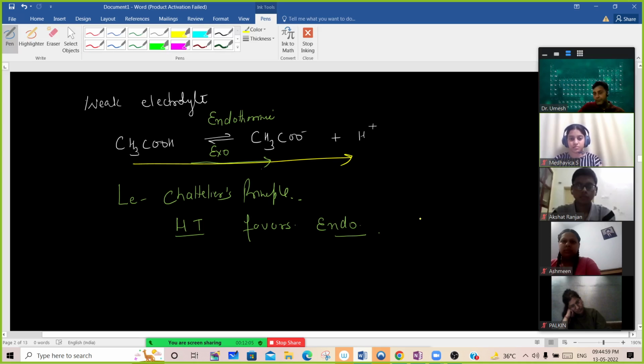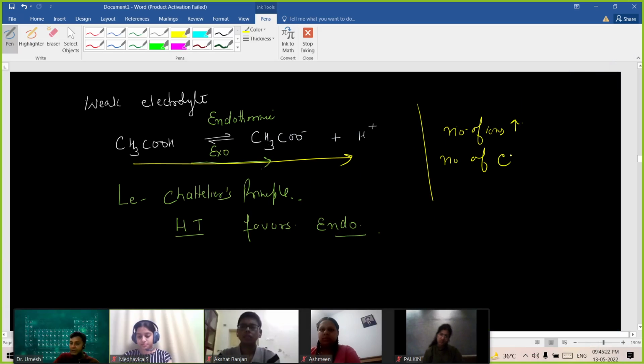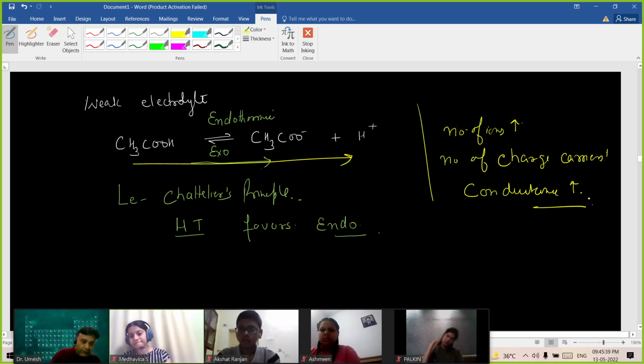Right? This will shift in the forward direction. If it goes in the forward direction, what will happen? Number of ions will increase. Yes or no? Yes. I can say number of charge carriers will increase. Yes. If number of charge carriers increases, the conductance will increase. Yes. That's it, very simple.